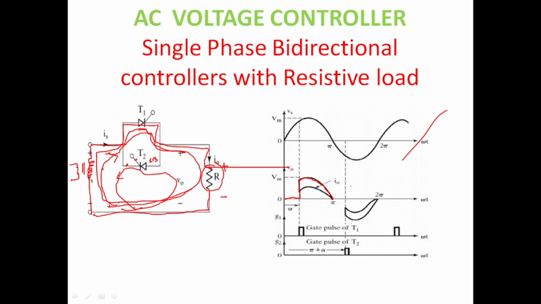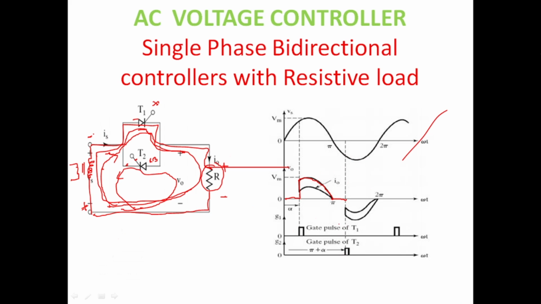At pi you can see my input goes negative, so my thyristor T1 turns off, because in the negative half cycle this side is more negative compared to this side, so negative is connected to the anode of the SCR, and this thyristor turns off. No current flows to the load from here onwards, so there is zero voltage.